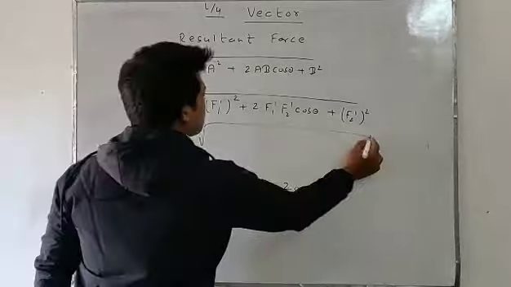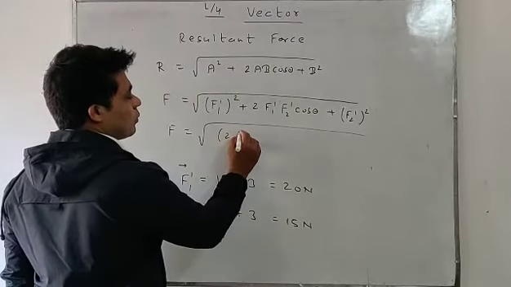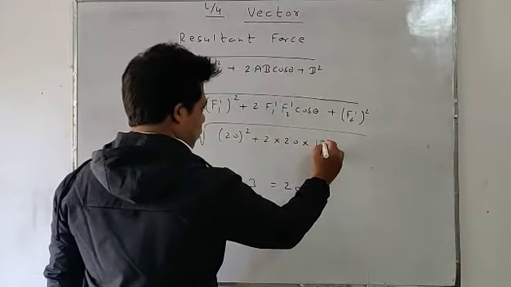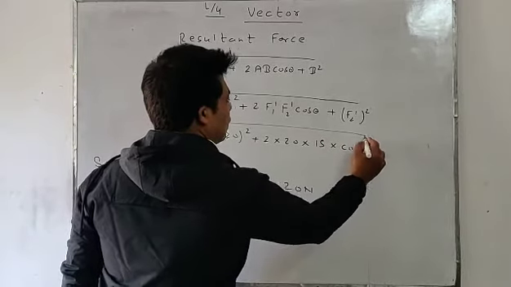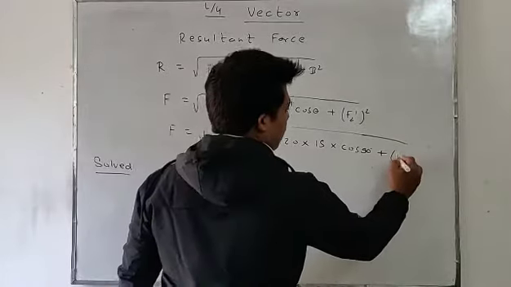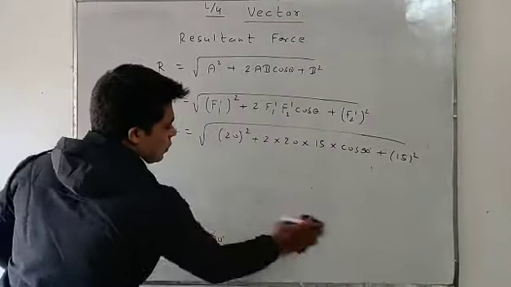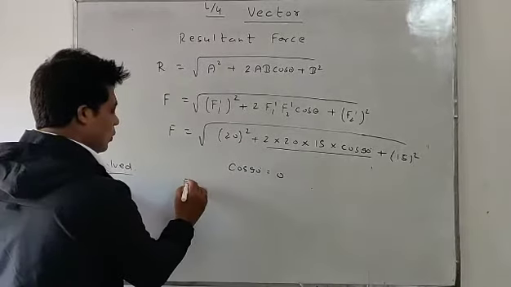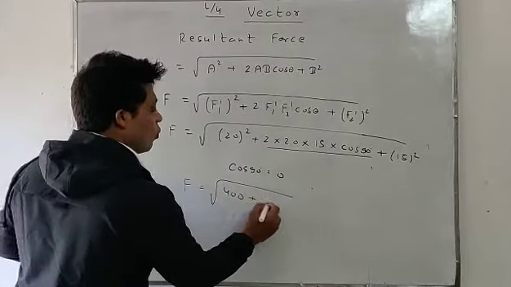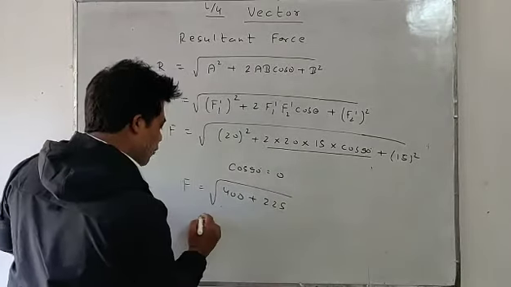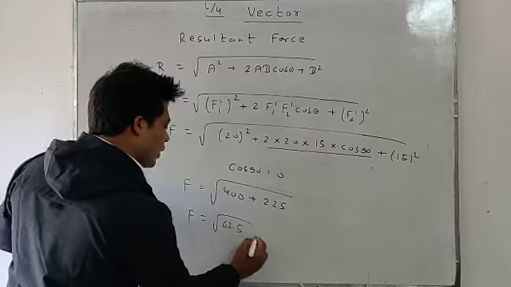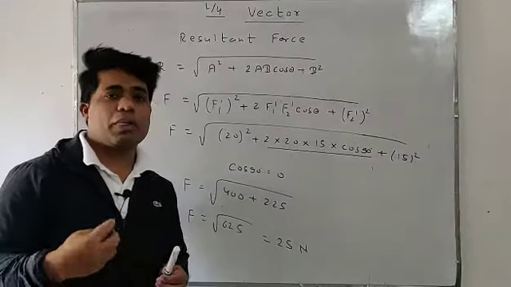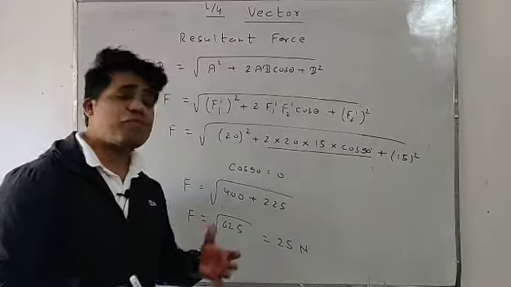Put in the values we got. F1 dash is 20, so 20 square plus 2 into 20 into 15 cos 90, theta is 90, and F2 dash is 15, so 15 square. We know students, cos 90 is 0, so this term becomes 0. 20 square is 400, 15 square is 225, total 625. Taking the square root, we get 25 Newton. So the resultant of the new forces is 25 Newton. Okay, students.